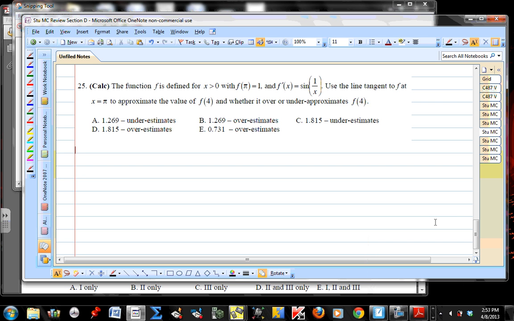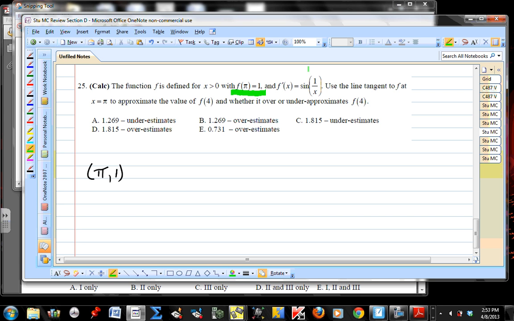Okay, problem number 25 is a problem where we are allowed to use our calculator, and this one's going to be a little more thought-provoking than some of the straightforward skill problems. You have to read this problem maybe a couple times to understand what we're being asked. Let's get started. It says a function f is defined for x values that are greater than 0 with f of pi equals 1. Now, let's just think about what that means. It means when x is pi, y is equal to 1, we have a point.